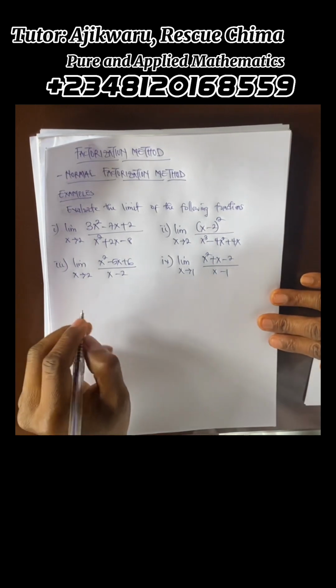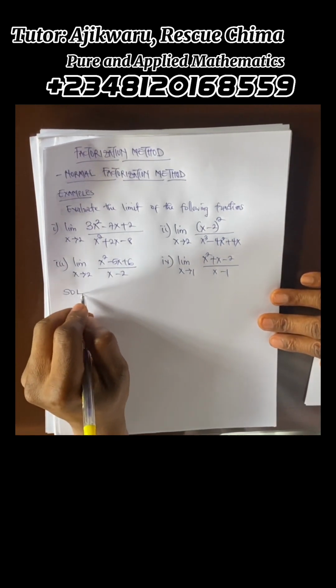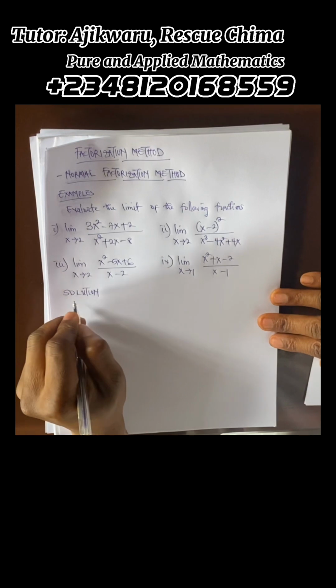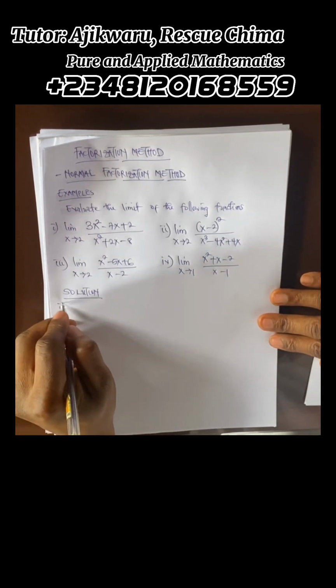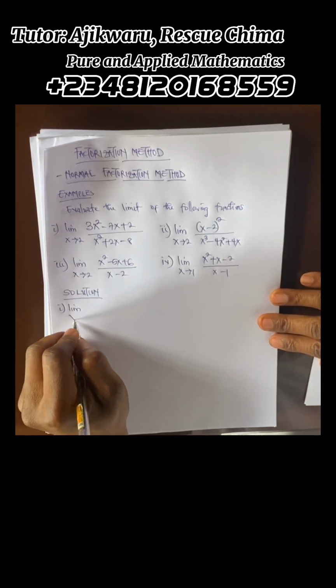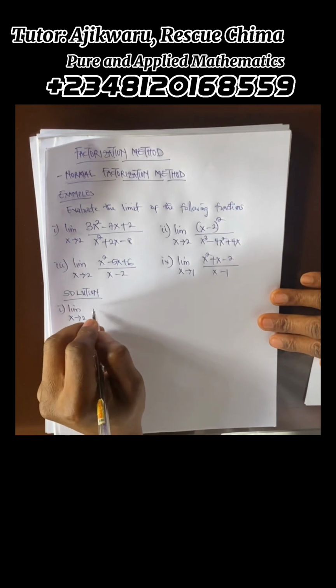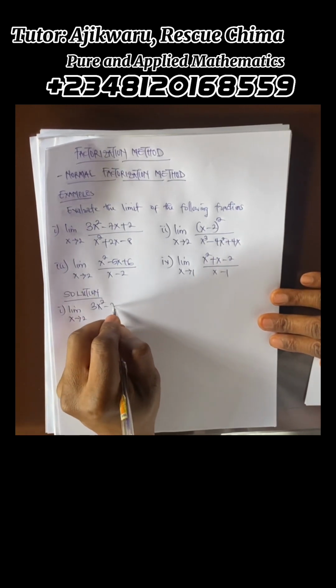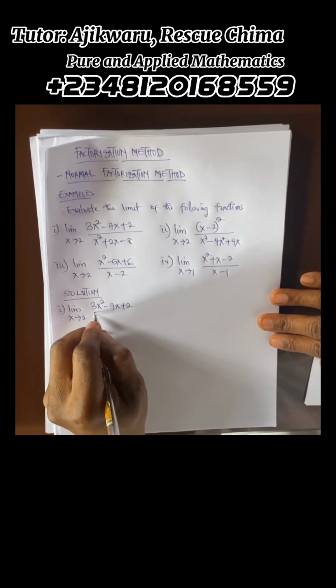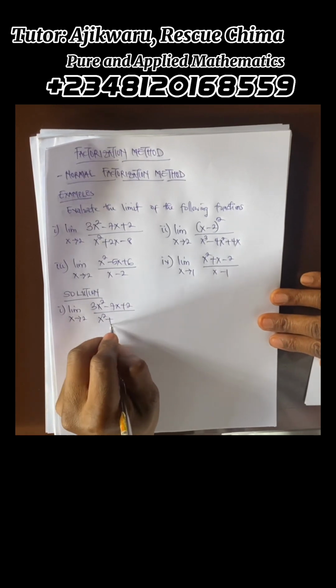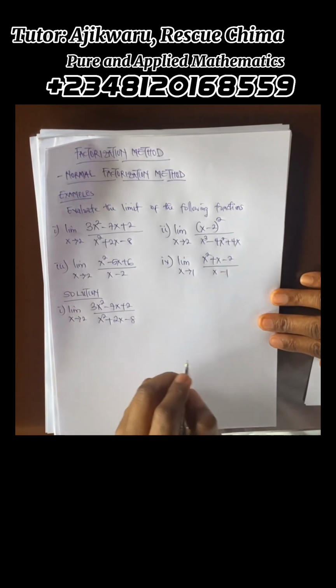Alright, let's try to tackle these problems. We have solution. Let's take the first one. Limit as x tends to 2, we have 3x squared minus 7x plus 2 all over x squared plus 2x minus 8.